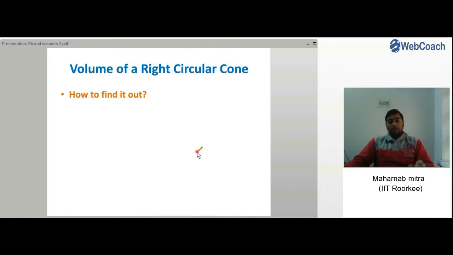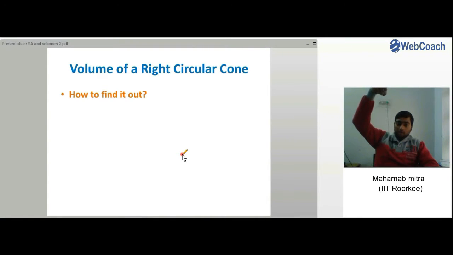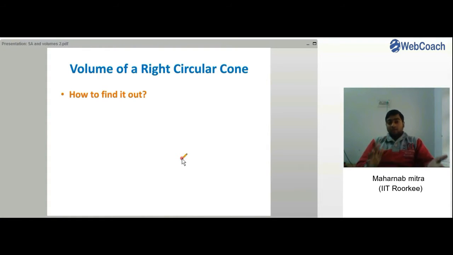So let us learn about the volume of a right circular cone. How to find the volume of a right circular cone, because the cone is not actually made up of stacking similar kinds of figures, right? The base area is the maximum, and as we go up it becomes smaller. So how can we find the volume of a right circular cone?